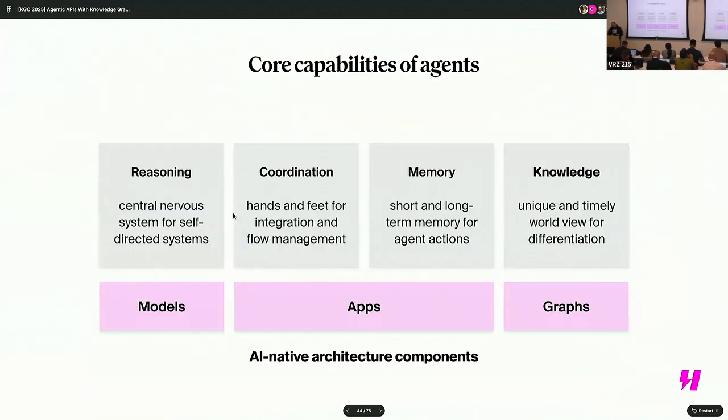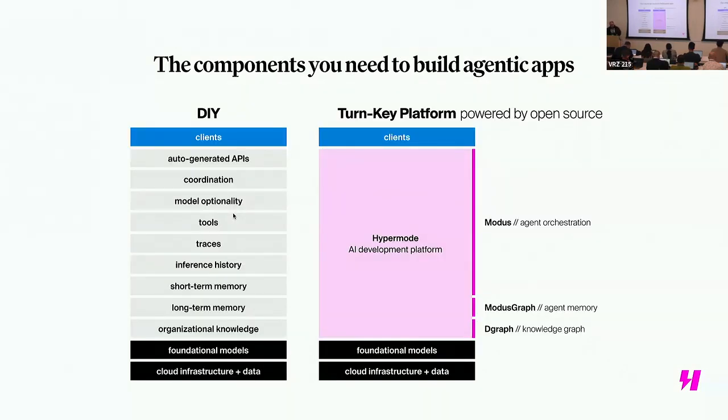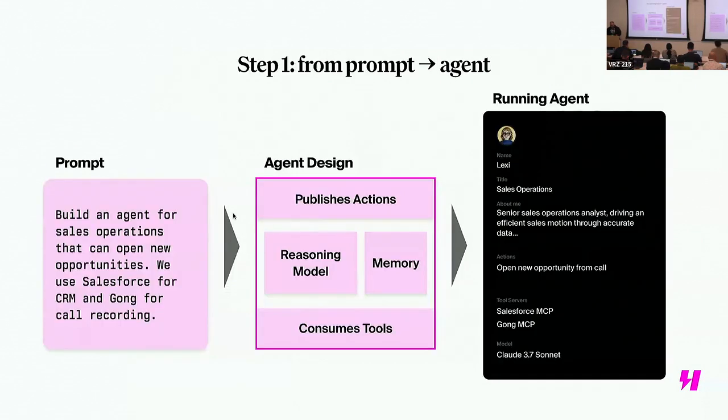I just want to talk in summary here about how this ties back to agents and some of the other things we're working on at Hypermode. So going back to the core capabilities of agents, reasoning, coordination, memory, knowledge, how that maps to models, apps, and graphs, the different abstractions that you see in Modus, for example. And if we think of all of the pieces that we need, how that ties to the goals of the Hypermode platform, to have everything you need to put these into production, how that maps to our open source projects like Modus and Dgraph.